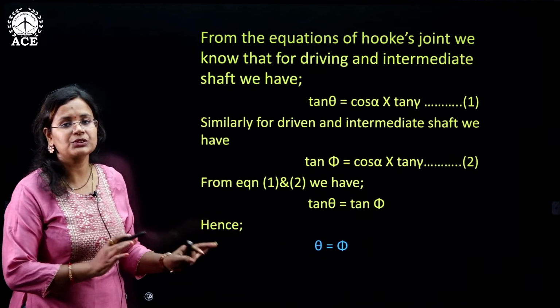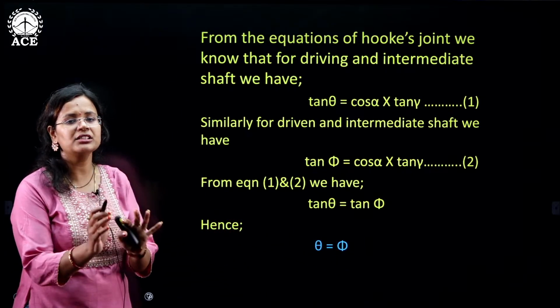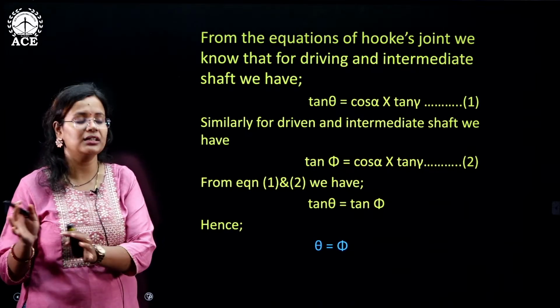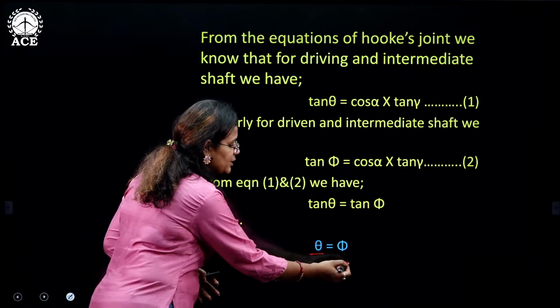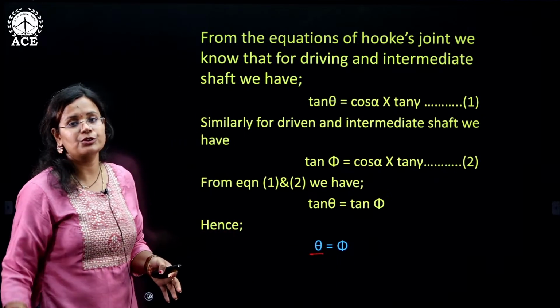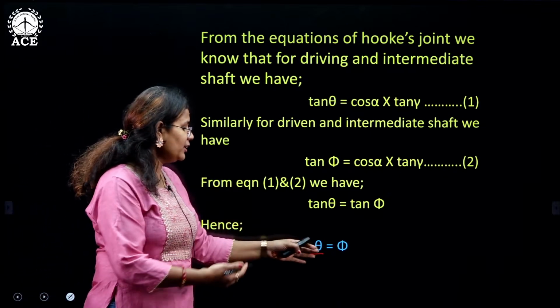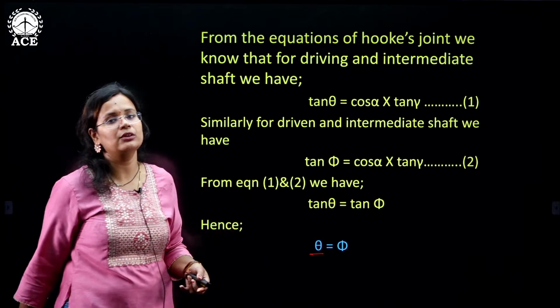Hence our purpose is solved: the angular displacement given at the driving shaft is the same angular displacement transmitted at the driven shaft. So the double Hooke's joint has a benefit over a single Hooke's joint.